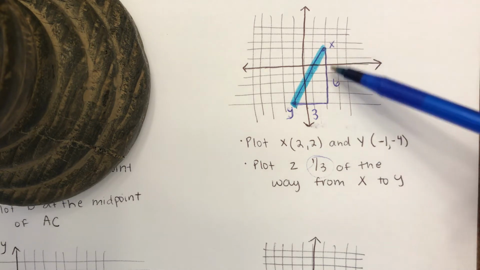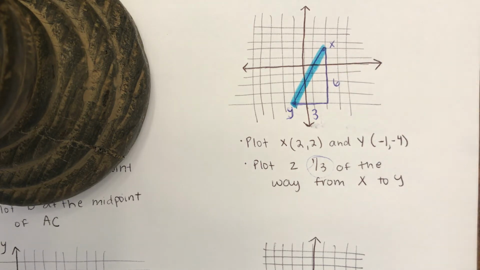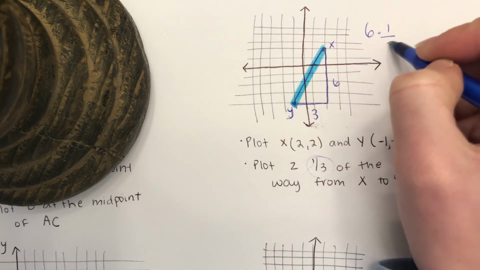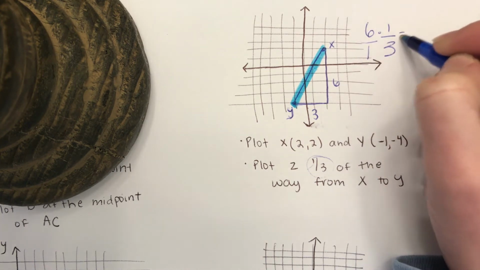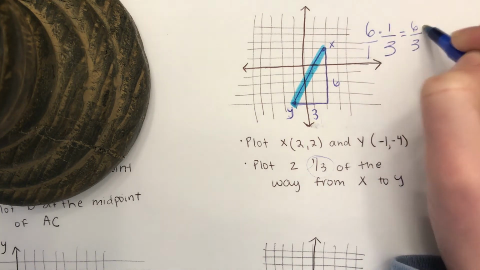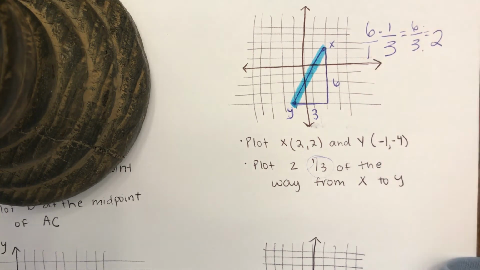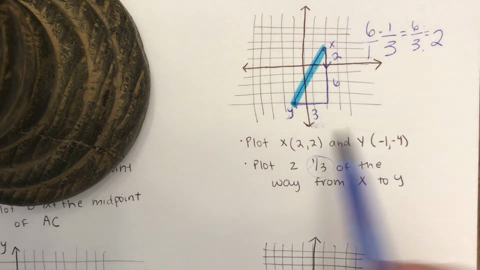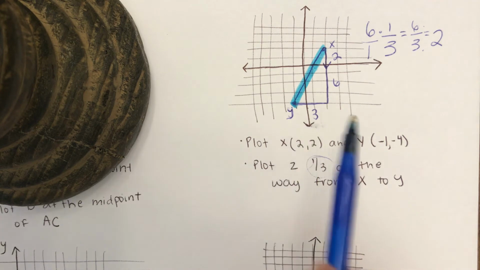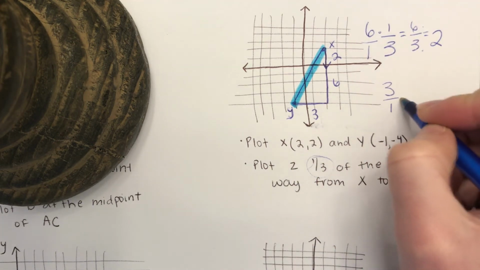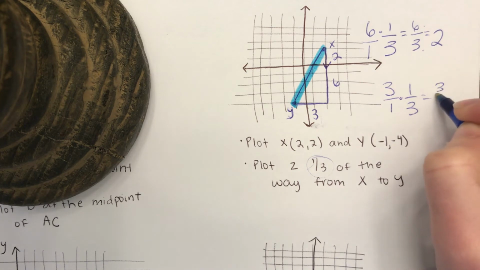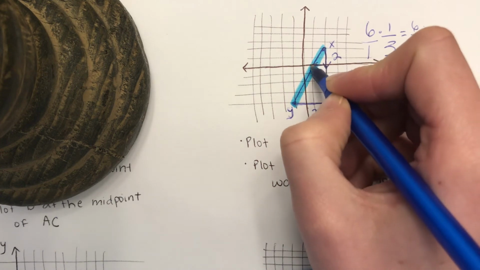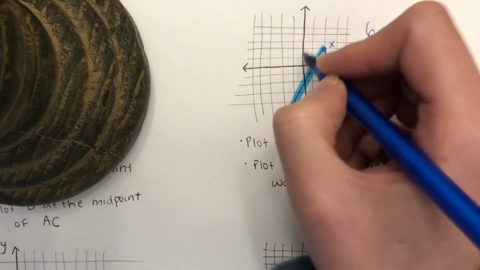And so to figure this out, we have to think about what is 1/3 of 6, and that would be 2. Another way to do that is to take 6 and multiply it by 1/3. You can do that in your calculator, or if you remember how to multiply fractions, multiply your numerators and denominators, and that reduces to 2. So instead of going down 6 this time, we're just going to go down 2. And then for my run, it is 3. So instead of going over 3, we want to do 1/3 of that. So we've got 3 over 3, which simplifies to 1. So we're just going to go over 1 unit, which is going to put us right here at Z.